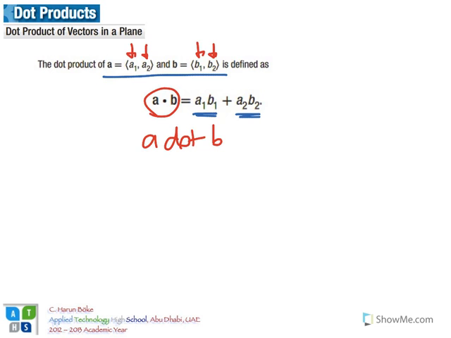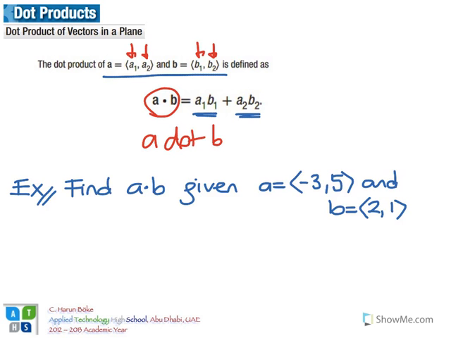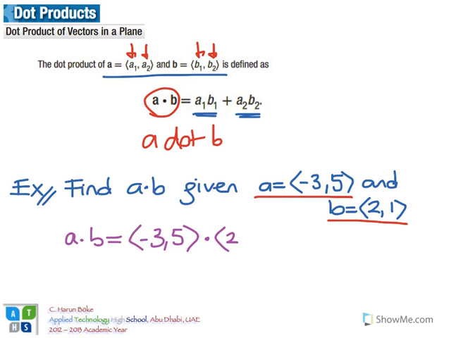So let's see an example. If we are given two vectors A and B, as in this example, A is (-3, 5) and B is (2, 1), we can find the dot product A dot B. Let's first substitute the values: (-3, 5) dot (2, 1). Well, this is -3 times 2, which is -6, plus 5 times 1, which is 5. So it gives us -1.